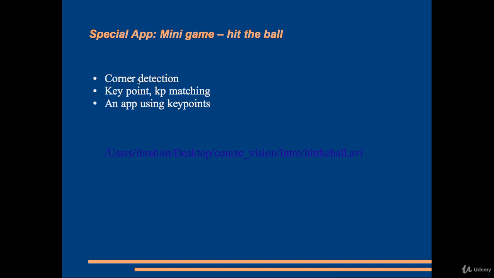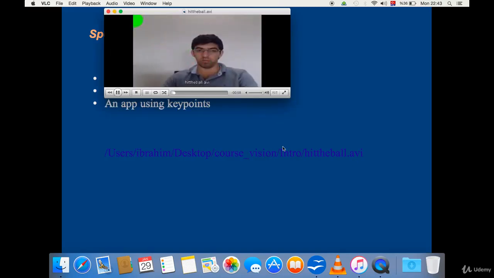We will make a color detection example and key points. Also, in this chapter, we will make a special application using key points and a game, hit the ball. In this game, we will make a ball move with our actions.